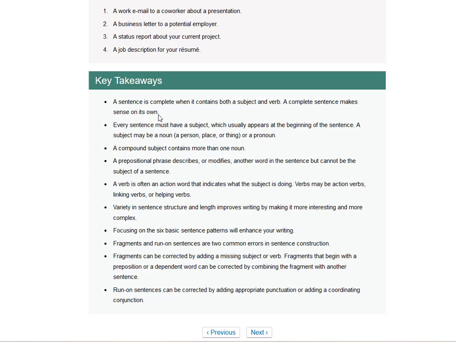Variety in sentence structure and length improves writing by making it more interesting and more complex. Focusing on the six basic sentence structures will enhance your writing. Fragments and run-on sentences are two common errors in sentence construction. Fragments can be corrected by adding a missing subject or verb. Fragments that begin with a preposition or a dependent word can be corrected by combining the fragment with another sentence. Run-on sentences can be corrected by adding appropriate punctuation or adding a coordinating conjunction.